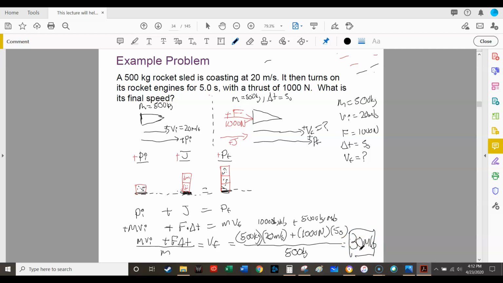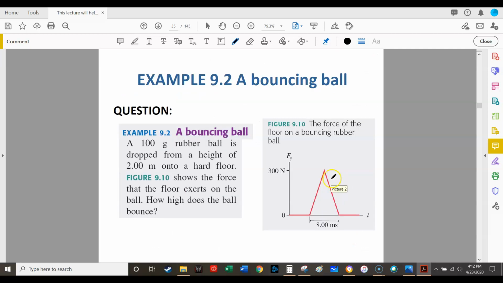So that's how to do a problem using everything that we've learned. Okay? So here's another type of example where you're given a problem where you have a 100 gram rubber ball, which is 0.1 kilograms, and it's dropped from a height of 2 meters onto a hard floor.